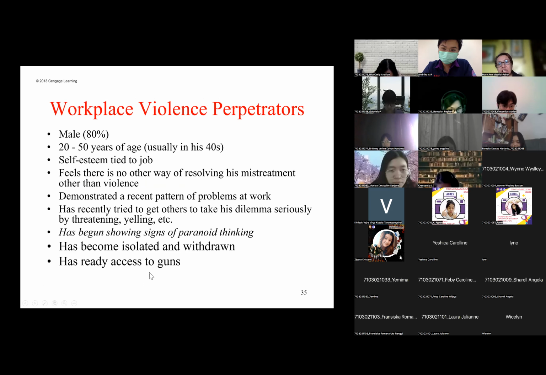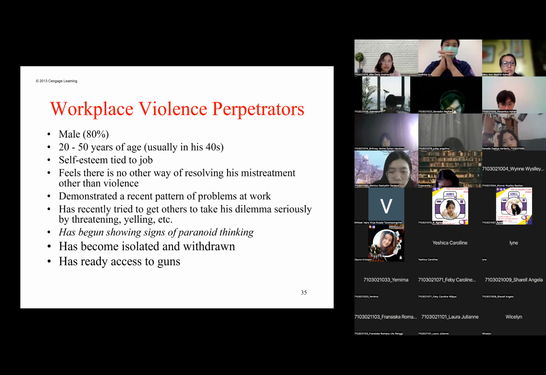So the workplace violence perpetrators, who usually commit the violence in the company, are mostly males, about 80% of them, and mostly between 20 and 50 years of age, usually in their 40s. These are people who lack self-confidence and feel that they have not been competent in doing their job. And there was no other way for them to bring out their sentiments but to create some kind of violence in the company.